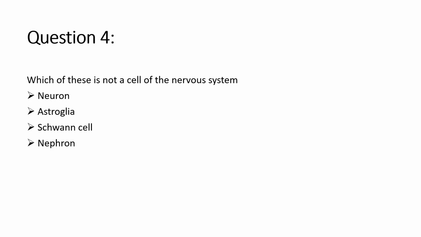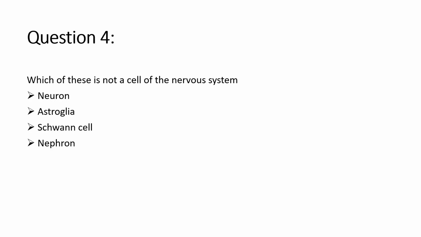The neurons, as we have discussed, are the cells associated with transmitting signals from one neuron to the next across the nervous system. Then we have the astroglial cells, which are mainly associated with providing support and growth to the neuronal cells. Then we have the Schwann cells, which are found in the peripheral nervous system and are associated with the formation of the myelin sheath around the axon.